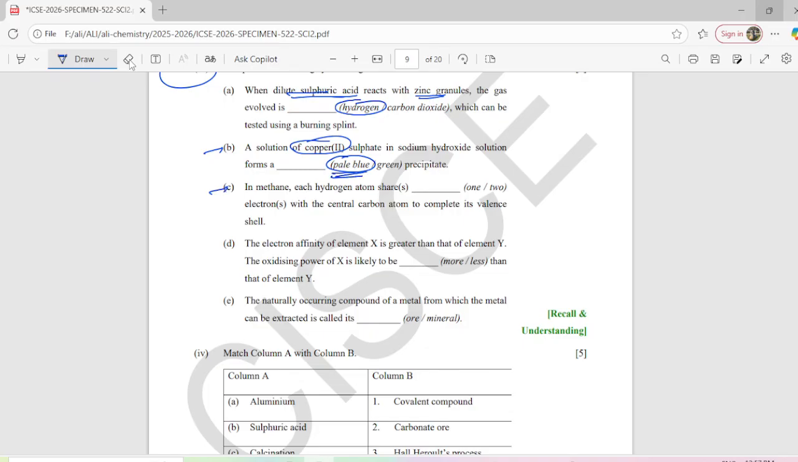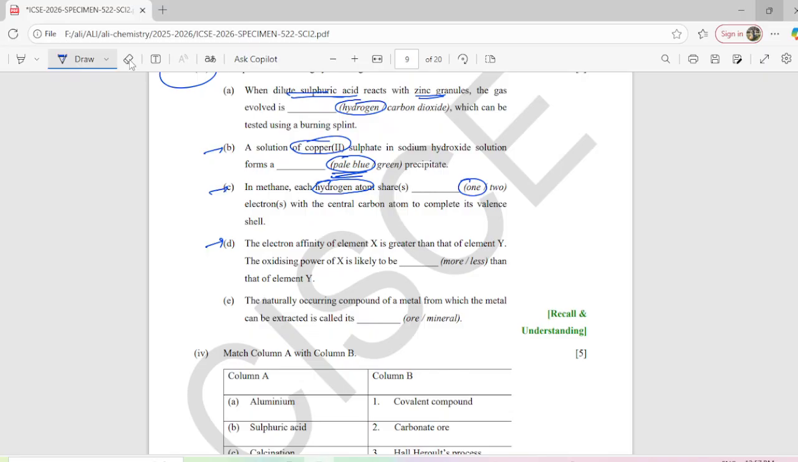Next, in methane, each hydrogen atom shares one electron, because hydrogen has only one electron, so it can contribute only one electron.